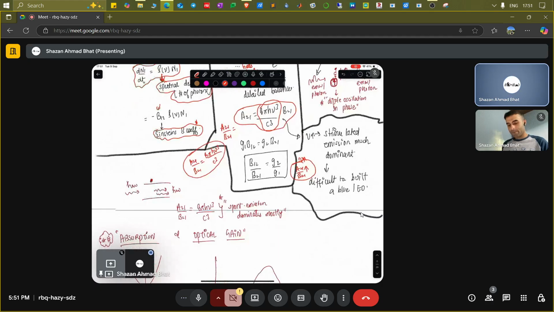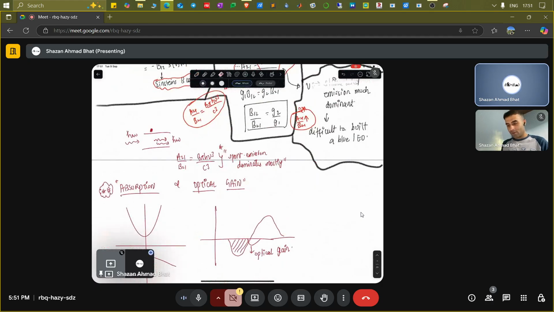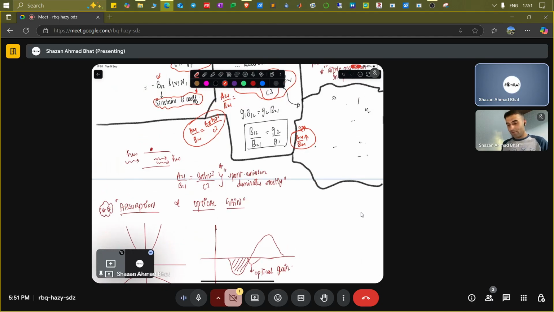That means if you go on increasing the frequency, let's say you go from IR to UV, that means you increase the frequency, and the A21 over B21 factor goes on increasing.